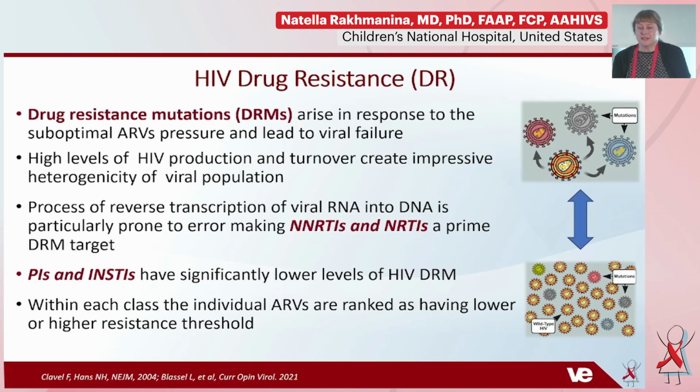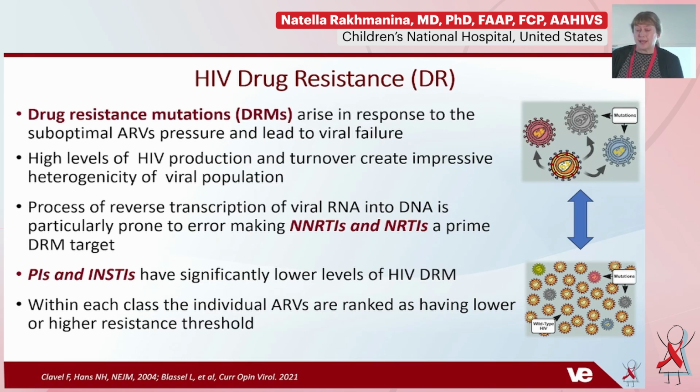Here, let's start with HIV drug resistance. HIV drug resistance mutations arise in response to suboptimal ARV pressure, and they do lead to viral load failure. High levels of HIV production and turnover create quite an impressive heterogeneity of viral populations of HIV. The process of reverse transcription of viral RNA into DNA is particularly prone to error, which makes NRTIs and NNRTIs a prime DRM target.